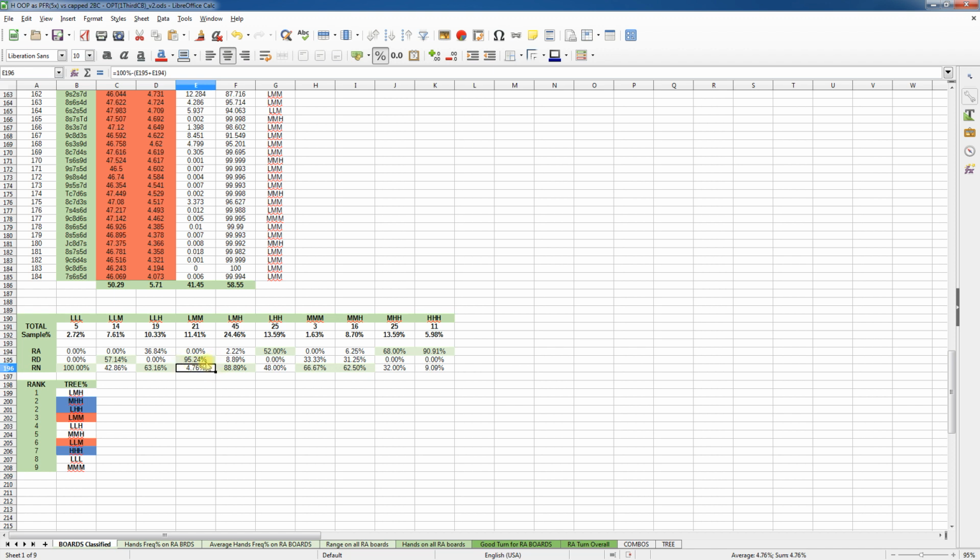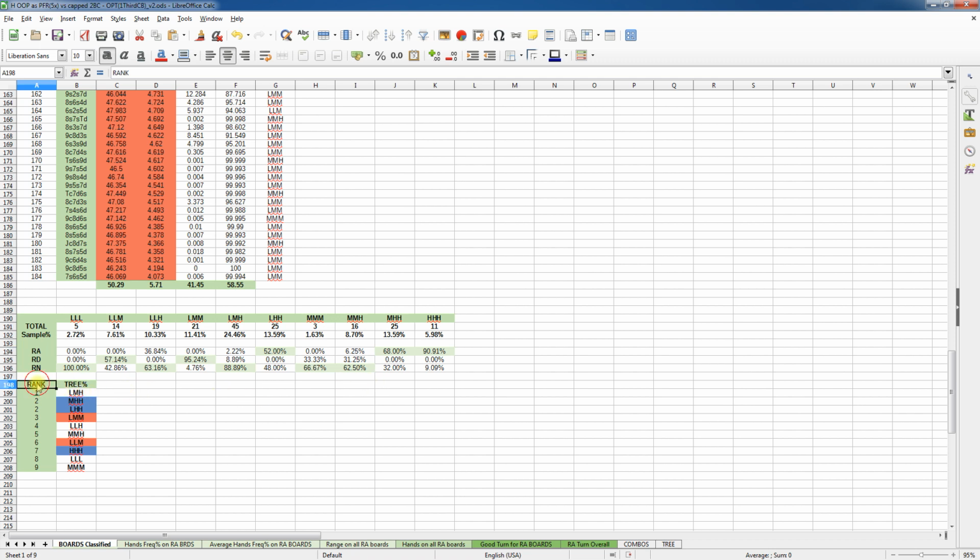Anyway, it shows you the percentage they represent by categories here. So the best boards for us obviously are the high, high, high boards, and 90.91% of all those high, high, high boards are in the range advantage table.